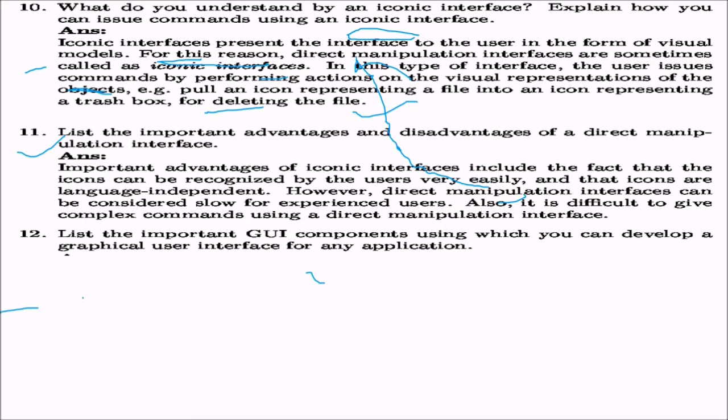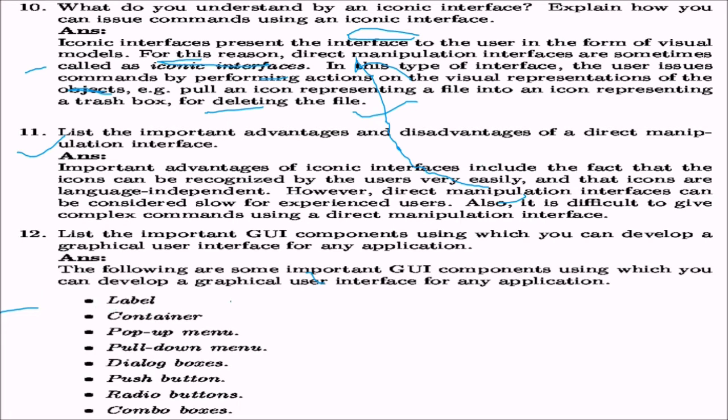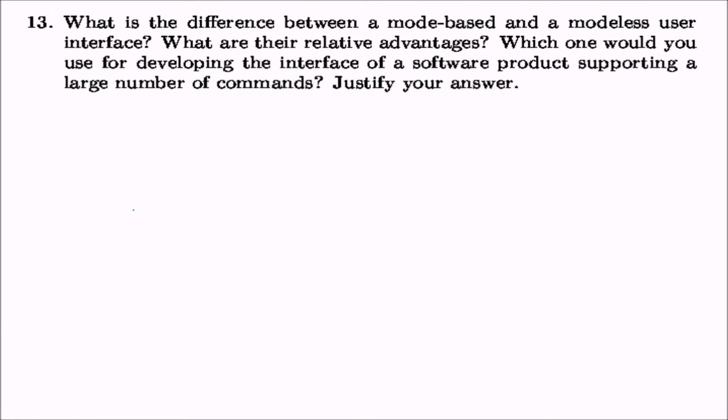12th, list the important GUI components using which you can develop a graphical user interface for any application. I'll just give some of them, but there are many. If you go to a dialog or form of Windows or a dialog of Visual C++, you will see a number of options of widgets there. So you can have a label, container, pull-up menu, pull-down menu, dialog boxes, combo boxes, radio button, push button, picture control, progress bar, etc., and all those which are available there.